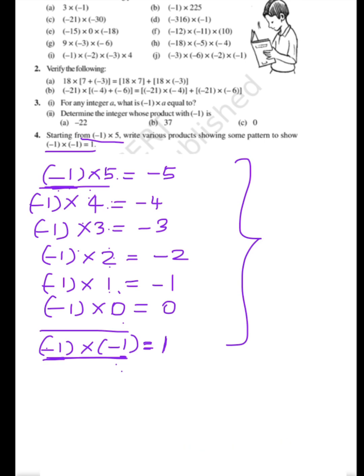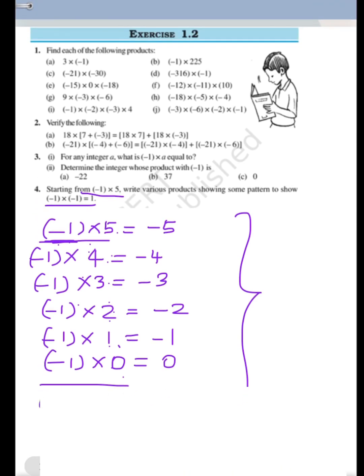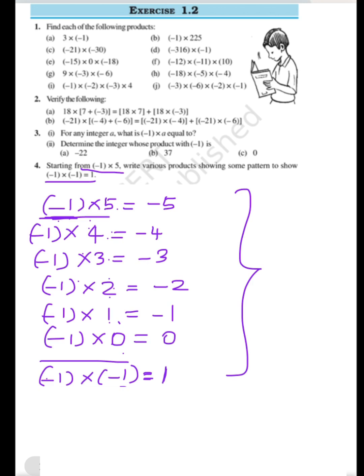Okay, so I hope you understood this question. In this question it's already told that starting from minus 1 into 5. So we have started from minus 1 into 5. Write various products showing some pattern to show minus 1 into minus 1 equals 1. Okay, this is where we have to reach. So in order to reach minus 1 from 5, you have to decrease 1 by 1. That is why we have multiplied minus 1 with 4, 3, 2, 1, 0, and we have reached here finally. Okay, so this is the answer for the fourth question. So I hope you understood this exercise 1.2. Okay, thank you.